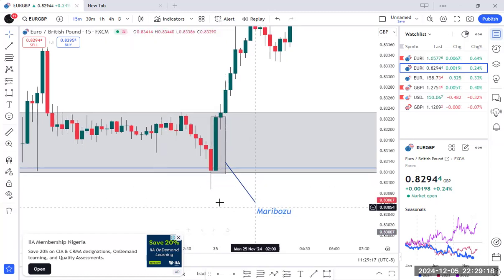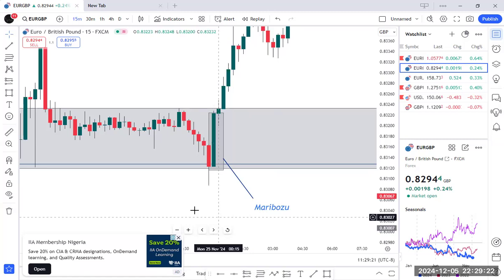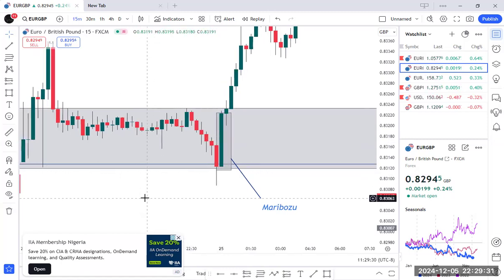The Mariposa candlestick. This is the Mariposa candlestick. I hope we are understanding what I'm talking about. This is a Mariposa candlestick that is pushing the price up.